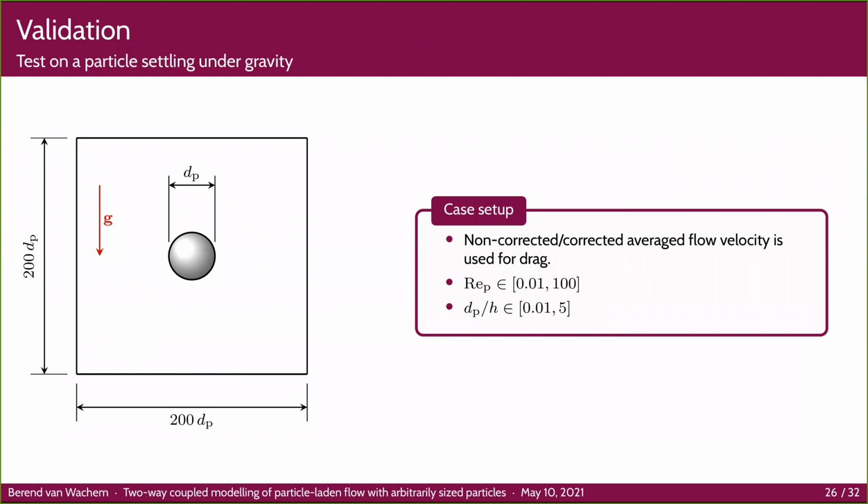So for a case setup, we're looking at a very simple case. It's a particle falling under gravity in a large box, 200 times 200 times 200 particle diameters. It's a three-dimensional box. We vary the particle Reynolds numbers between 0.01 and 100, which is similar to what you get in a fluidized bed. We've looked at mesh spacing, particle diameter over mesh spacing, from 0.1 to 5, so a large range of mesh spacings.